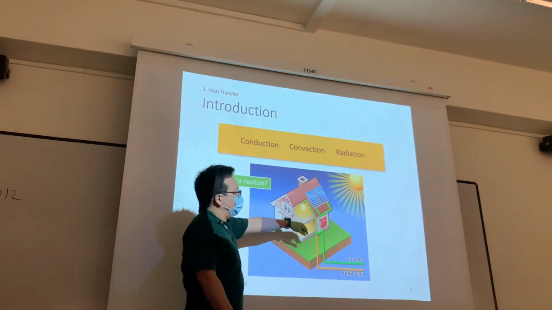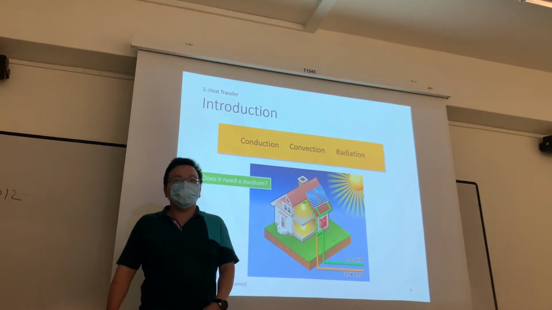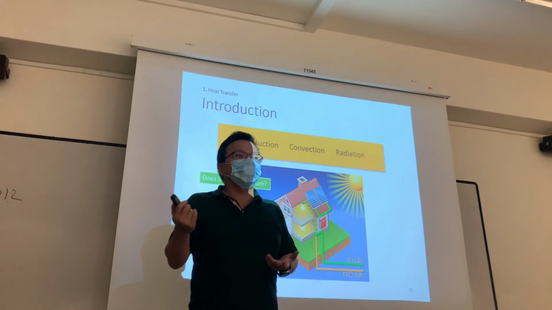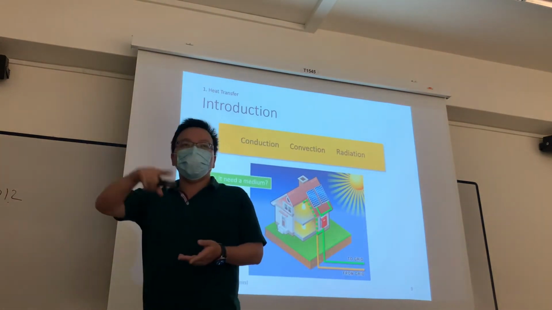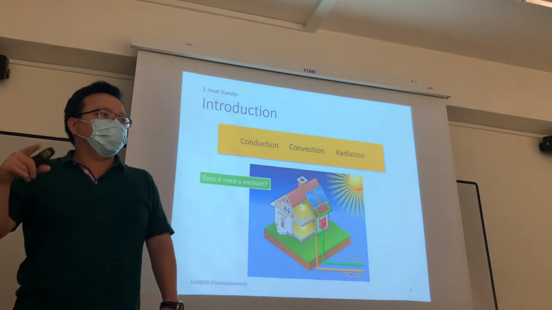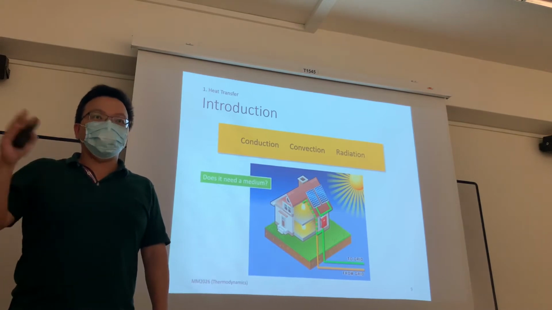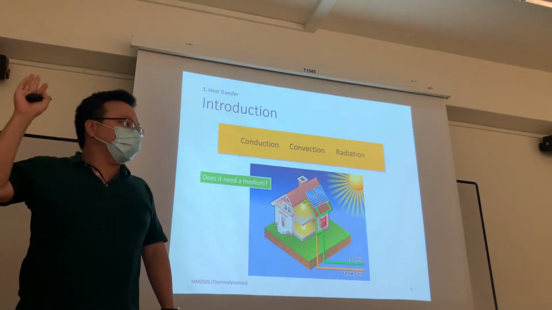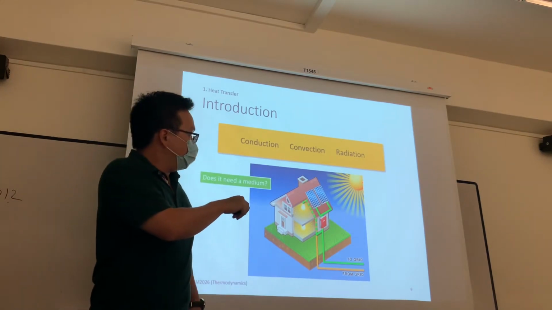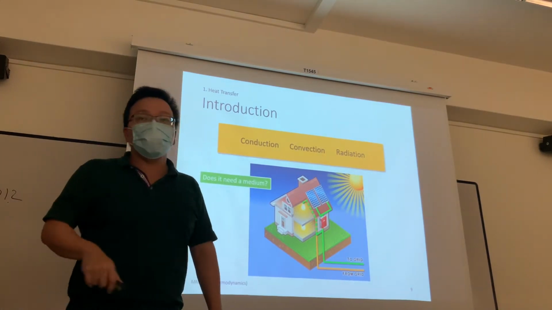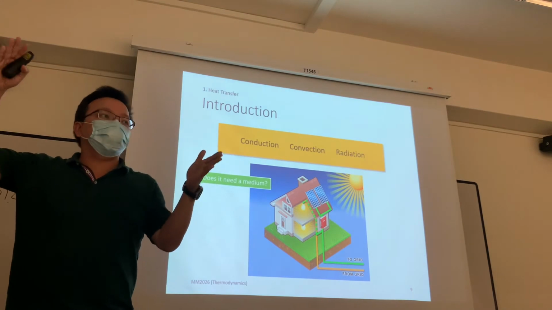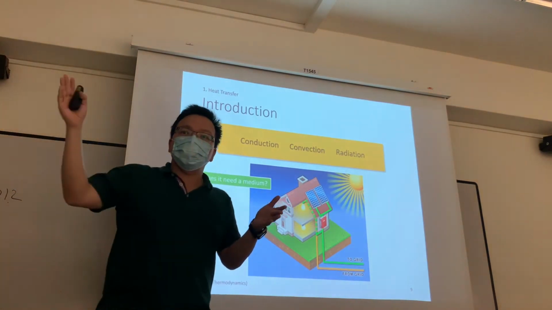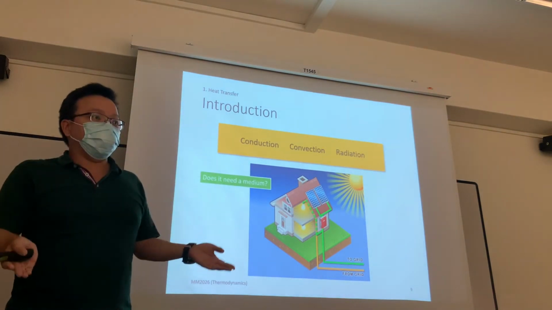The sun shines on the house. Obviously, this one: radiation. Okay? The sun, how far away from the earth? Thousands of kilometers. Right? So when the sun shines from the sun to the earth, what's in between there? What's in between the sun and the house? Air. There's air in the atmosphere, right?